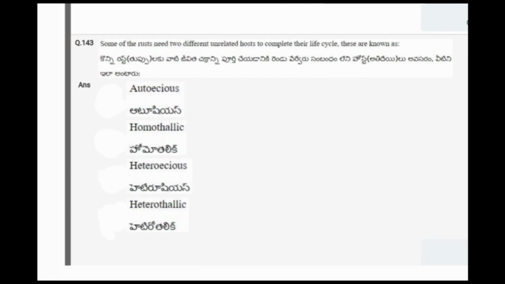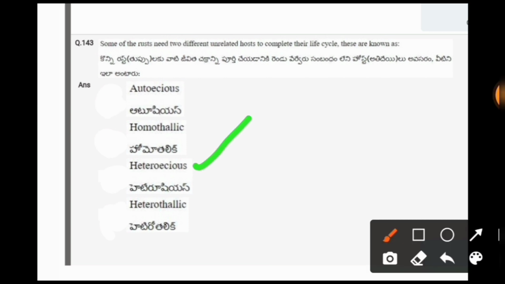Next question. Some of the rusts need two different unrelated hosts to complete their life cycle. These are known as. Options are autoecious, homothallic, heteroecious, heterothallic. The correct option is the third one, that is heteroecious.